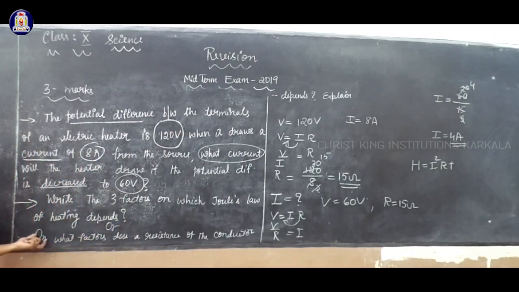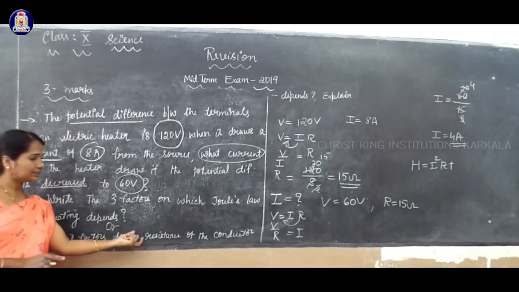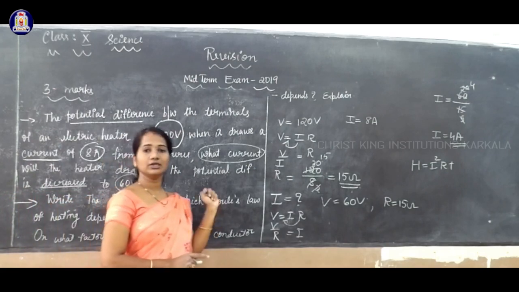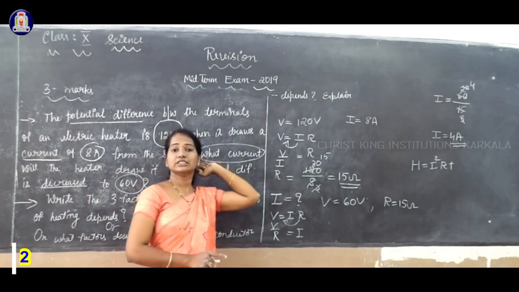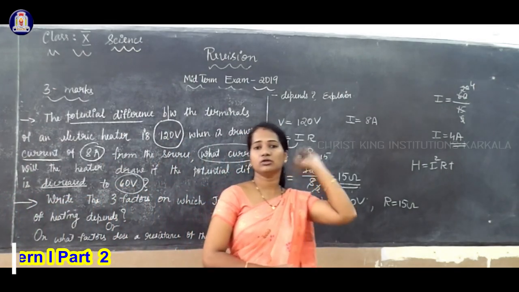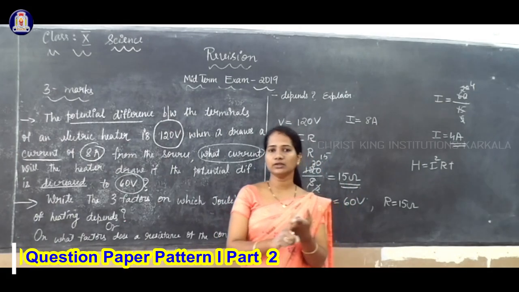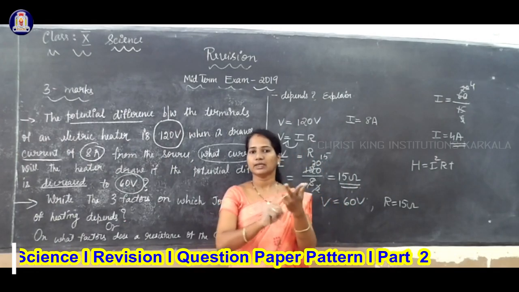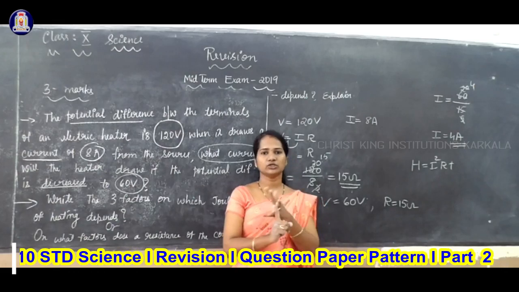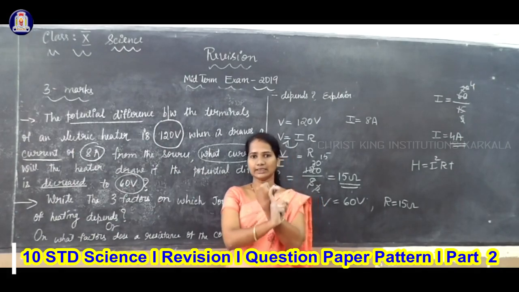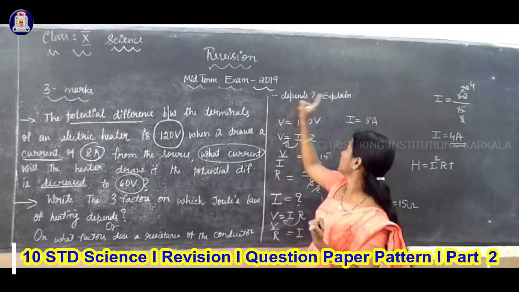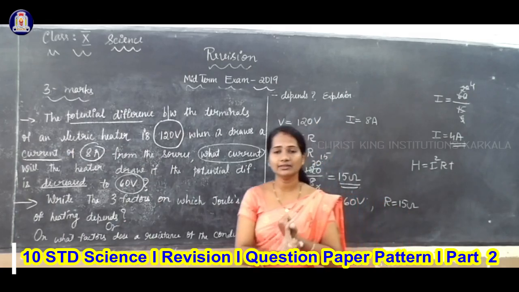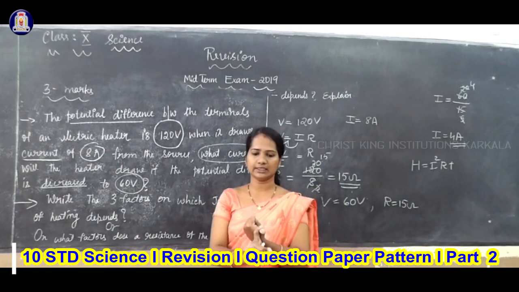The next question: on what factors does the resistance of a conductor depend? Explain. So the resistance of a conductor depends on 4 factors: length, area, temperature as well as nature of the material. First one is length. Explain in the sense how it depends. As length increases, resistance increases.